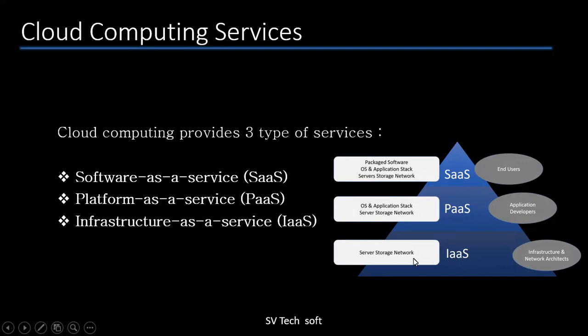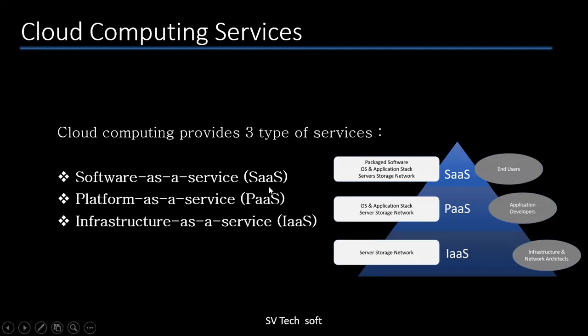IaaS is nothing but network related software. Some companies or vendors may have all these services, some vendors may not. But in cloud computing, software, hardware, networking, and OS are categorized into three different categories.